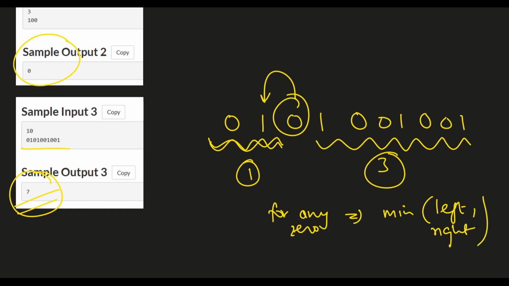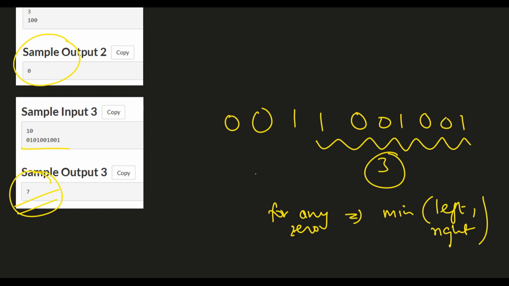ones, the number of ones on the left of that zero? How many ones are there? 1. And how many ones are here? 3. So by which direction will it move? It will move in the left direction. So it would be optimal for this 0 to come here. Then this one would become here. That is what we are doing.